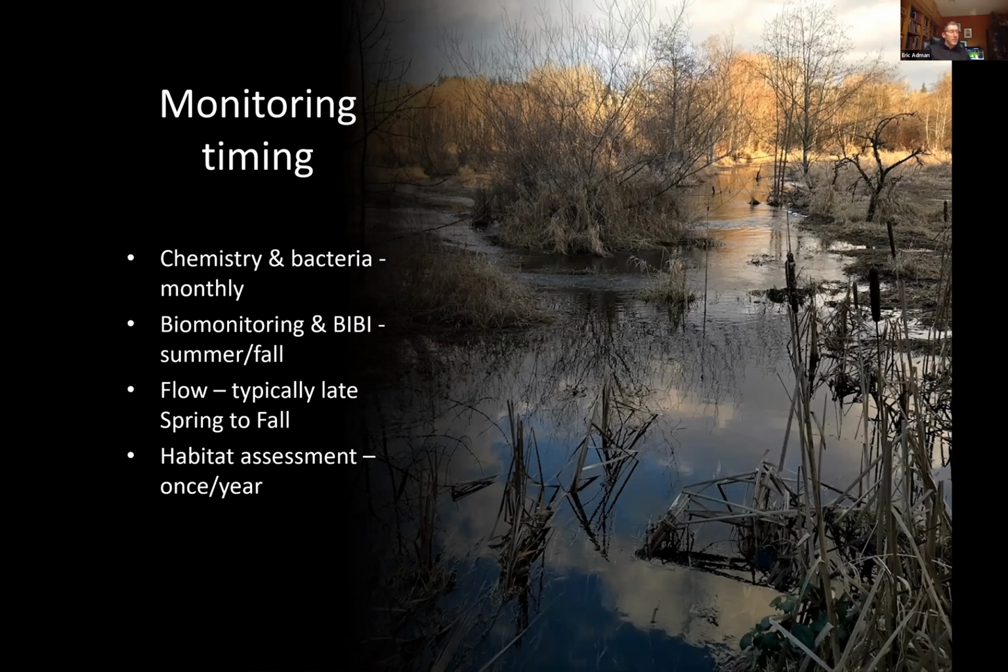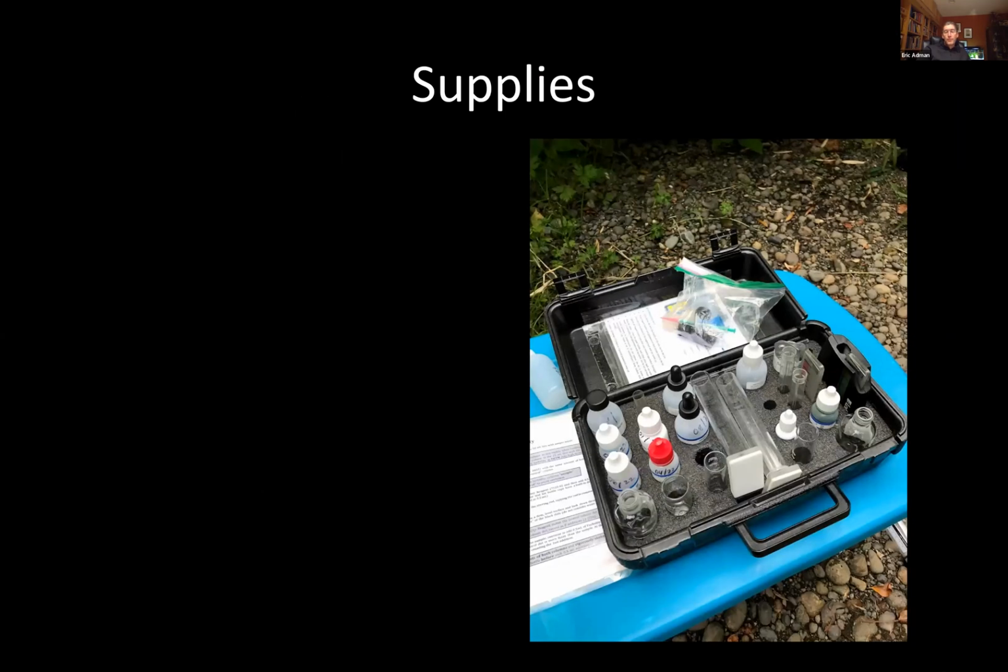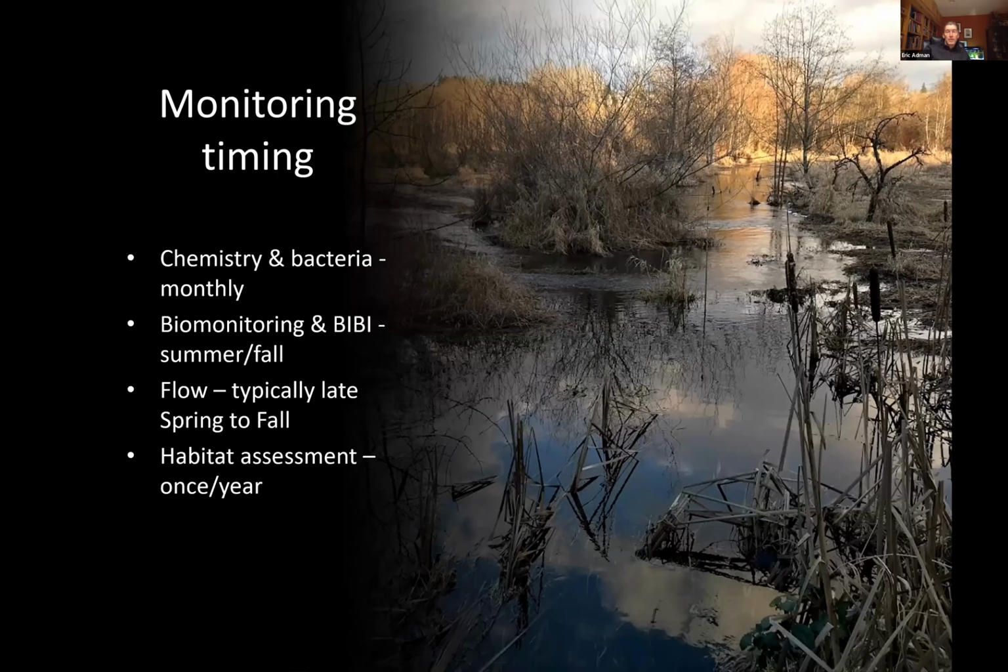Habitat assessment, again, is typically done once per year. You could do it more often though, if you want to characterize your stream reach at different times of year. But generally speaking, that's something you compare year to year. All right, so that's kind of recommendations on timing. Does anyone have any questions on timing?